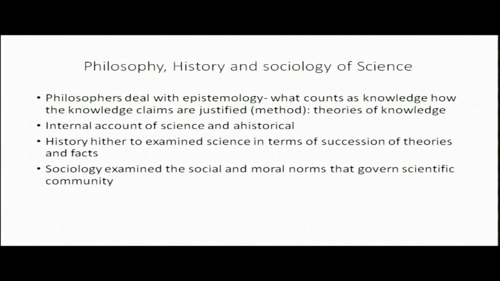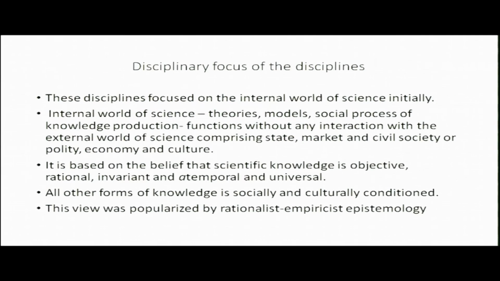Earlier philosophers dealt with epistemology, what counts as knowledge and how knowledge claims are justified, what method they use to justify knowledge. And then the second is the philosophers also gave a normative picture of what science is, what scientific activity is all about. History hitherto examined science in terms of succession of theories and facts. Sociology examined the social and moral norms that govern scientific community. All these three disciplines looked at the internal view, the internal world of science. As I said, these disciplines focused on the internal world of science initially.